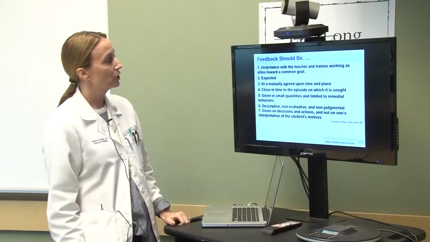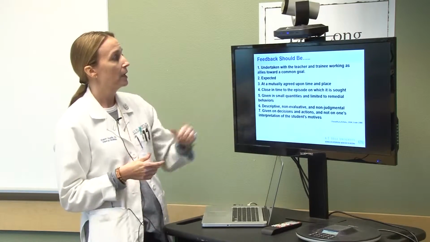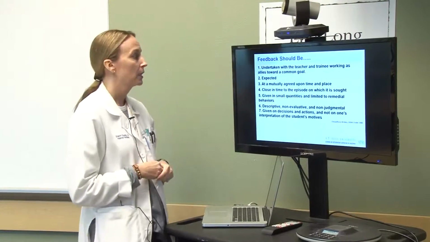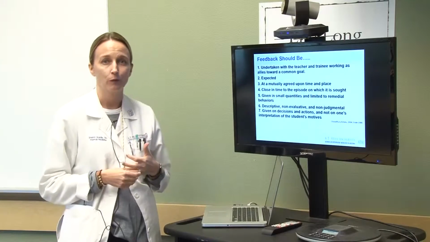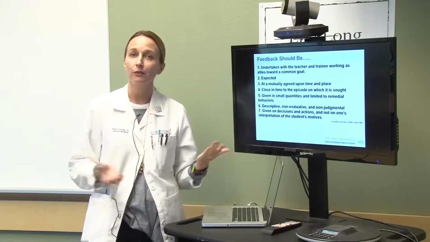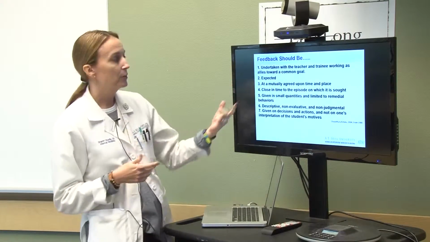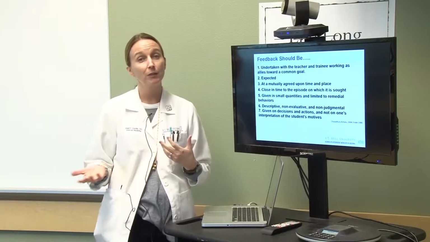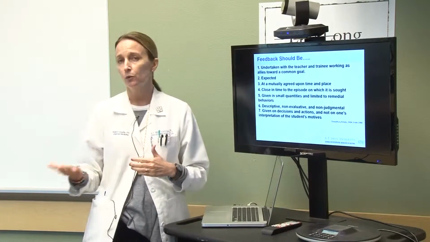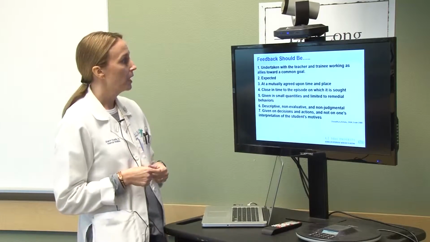Feedback should always be undertaken with the teacher and the trainee working as allies toward a common goal, and that is the improvement of the student's performance, patient interactions, and clinical reasoning skills. Feedback should be expected. The students should expect to get feedback on this clerkship with you. It should be at a mutually agreed upon time or place. That can be very hard, but once you and your student are in a rhythm of the month, the student will expect, after they see a patient, to get feedback from you after they've given their presentation.